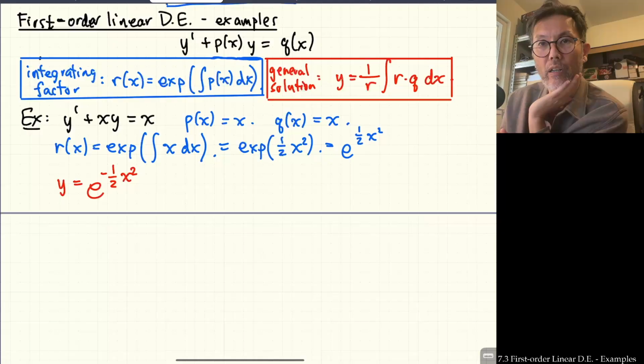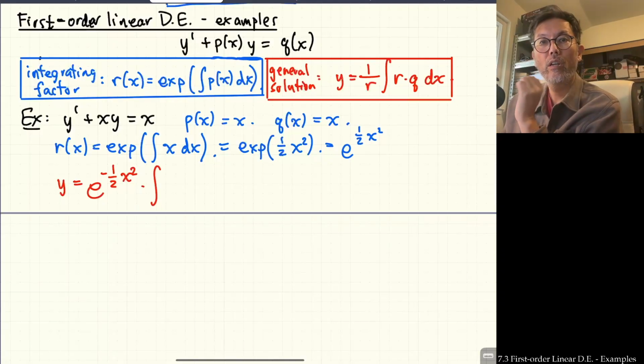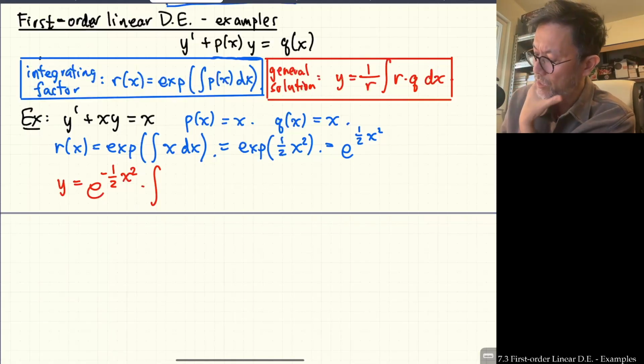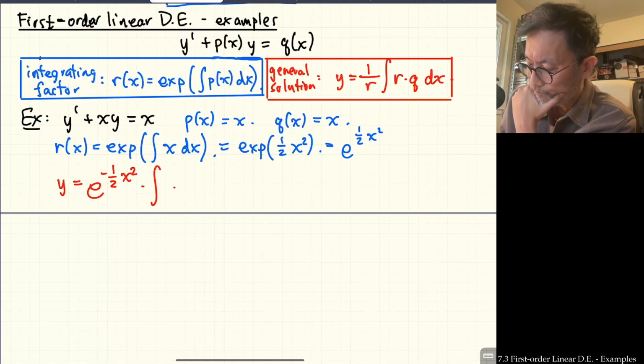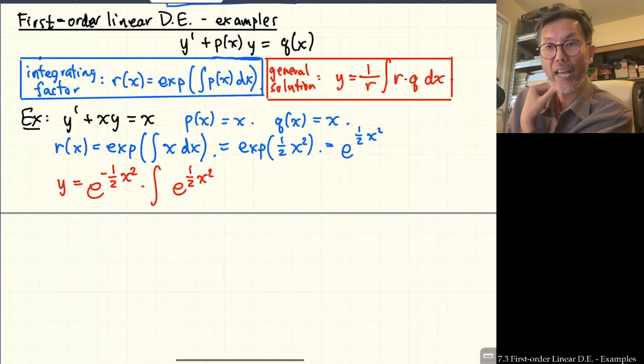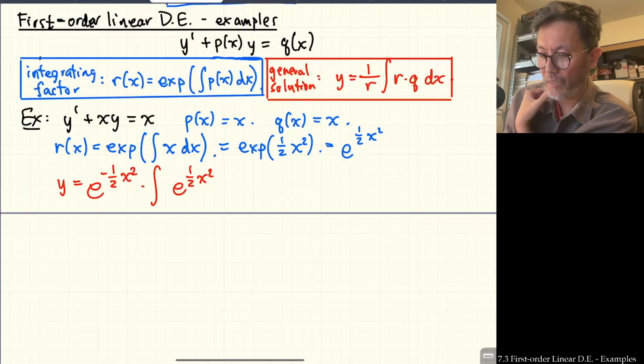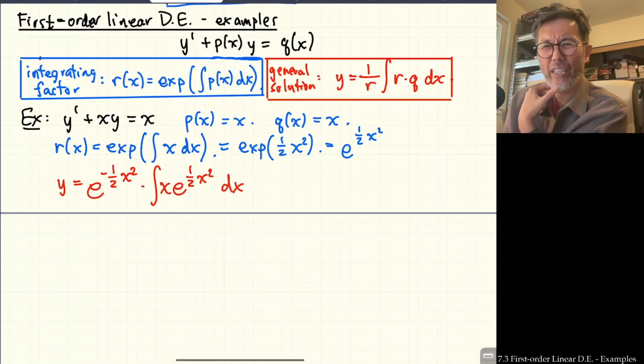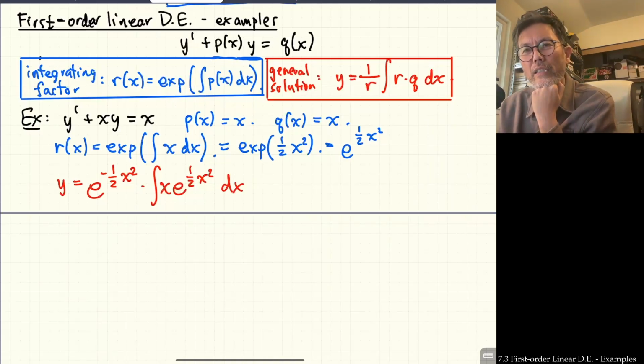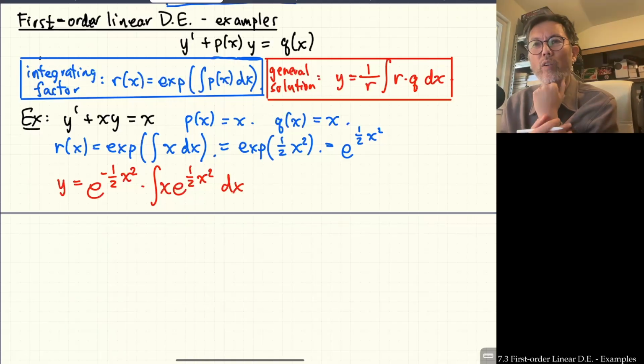That's my 1 over r times the integral of r times q. So what's playing the role of r here? Oh yeah, it's e to the 1/2 x squared. And then what's q? Q is x. Look here, we identified it for ourselves. Q of x is x. So I can put that x right here. I feel like I have to put it there as opposed to putting it on the other side. I think because I have mental issues, but that just looks right to me.